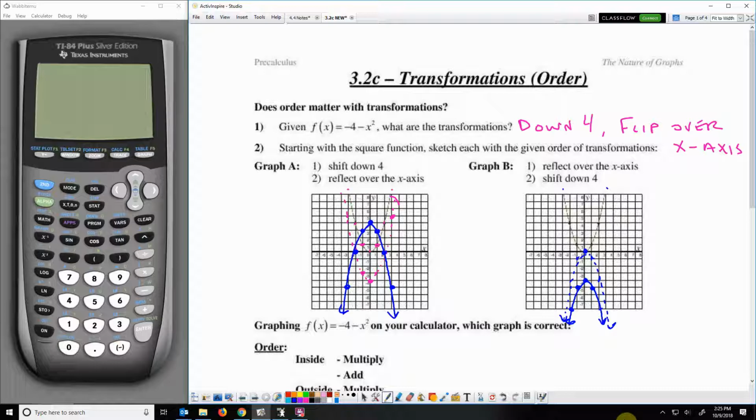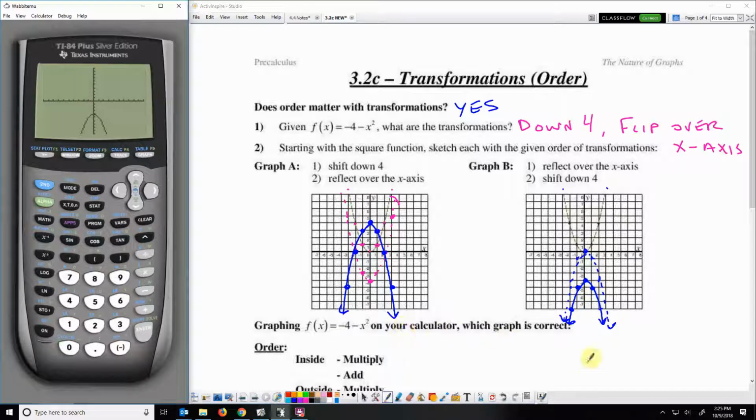So does order matter? Yeah, it definitely matters. Does order matter with transformations? Definitely yes, because when I change the orders, the graphs did not look the same. So let's go to the calculator and see which one is correct. So y equals -4 minus x squared and graph. So it looks like this one is correct.